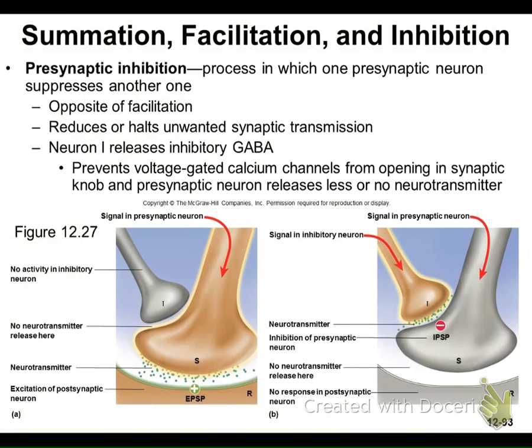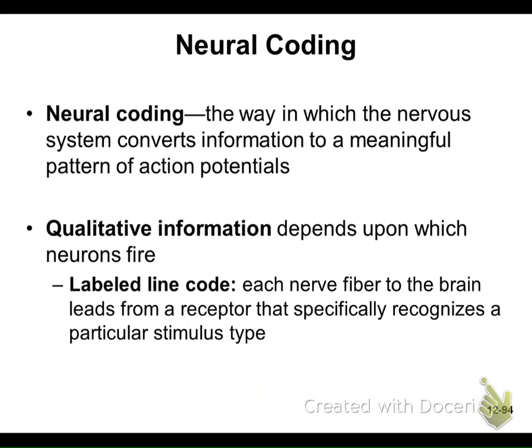Okay, moving past this idea of summation. This is neurocoding. It's a way in which the nervous system is going to convert this information into a meaningful pathway or a meaningful pattern of action potentials. I've shown this to you, I just didn't use this word. So we can talk about how often a stimulus comes down a neuron and how often that receptor is being activated. And here's the idea.